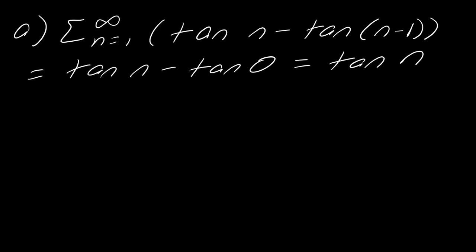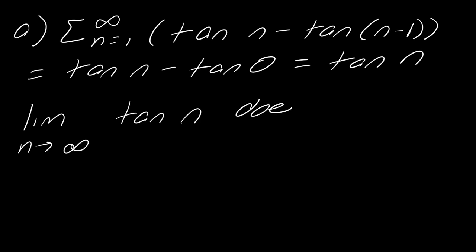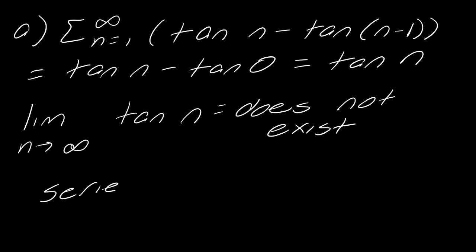Okay, so to determine convergence, now I want to take a look at the limit as n approaches infinity of tangent of n. Well, this is just bouncing all over, actually. So this does not exist. And since this does not exist, we're going to say that the series diverges. So there's our conclusion there.